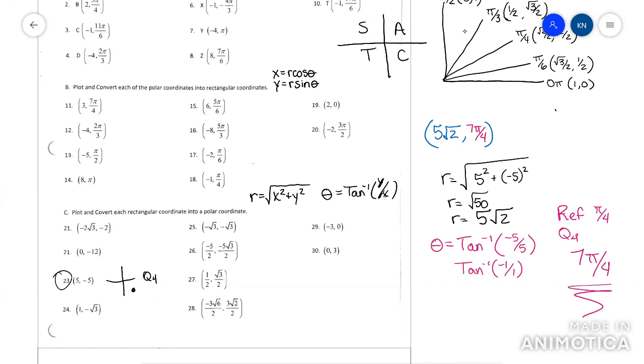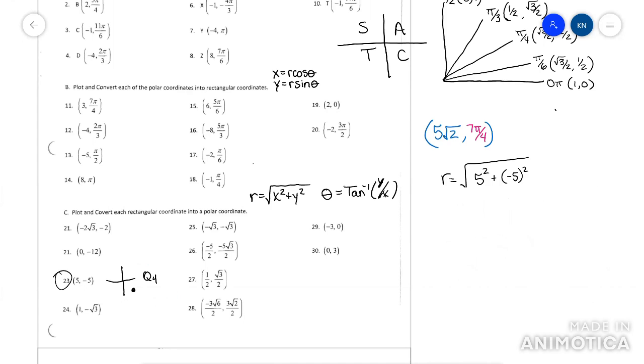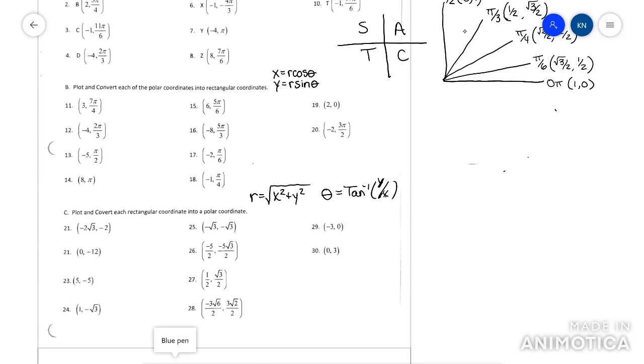Nothing to it. Okay, let's look at a hard one, like number, I guess, 28, and then we'll do a quadrantal, and then I'm calling it because this video is already very, very long. All right, look at 28. This is a hard one in terms of finding your R and in terms of finding your theta. So let's do R first.